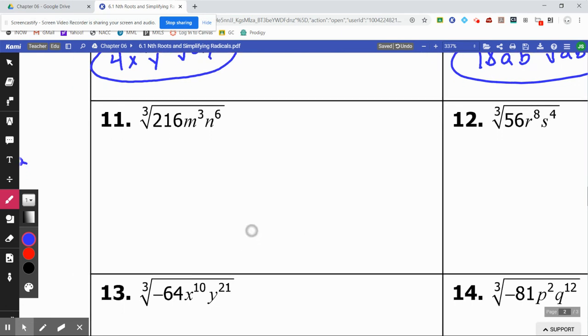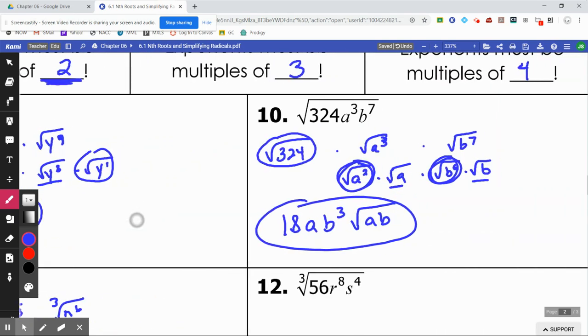Number 11. Now we're doing some third roots. So let's split this into the third root of 216, a third root of m to the third, and a third root of n to the sixth. Now let's remember what we said about third roots.